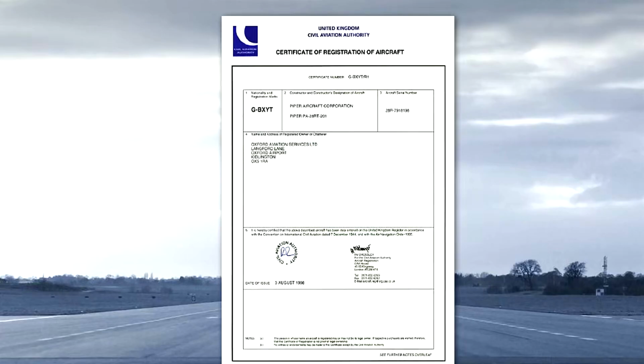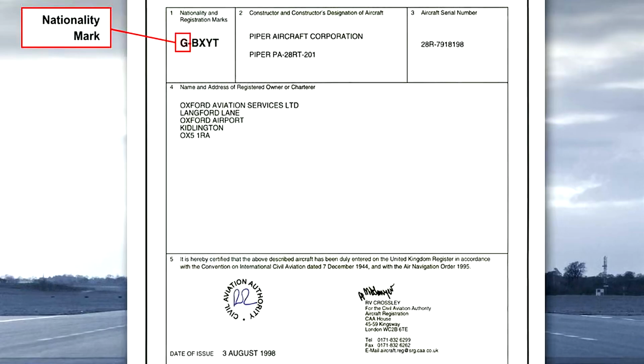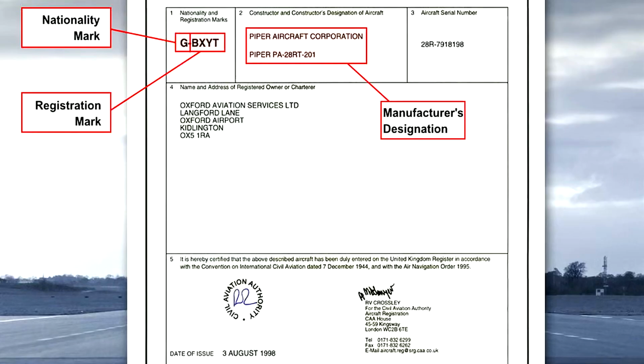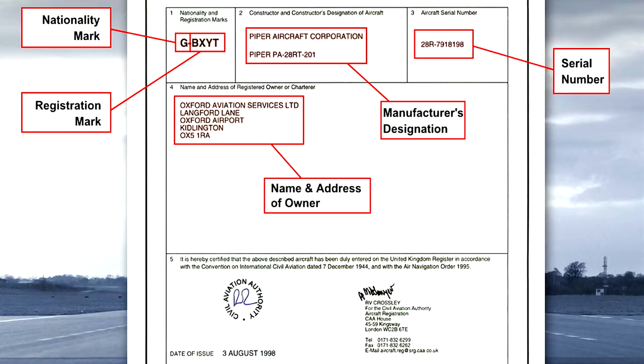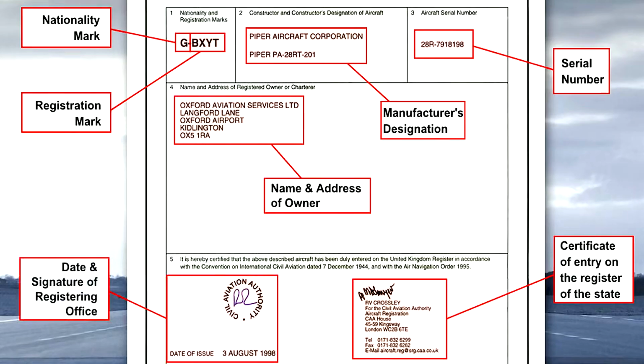The certificate of registration is an official document certifying that the state of registry has registered the aircraft. It will always detail the nationality or common mark, the registration mark, the manufacturer's designation of the aircraft, the serial number of the aircraft, the name and address of the owner, a certificate stating that the aircraft has been entered on the register of the state, and the dated signature of the registering officer. The certificate is to be carried in the aircraft at all times.